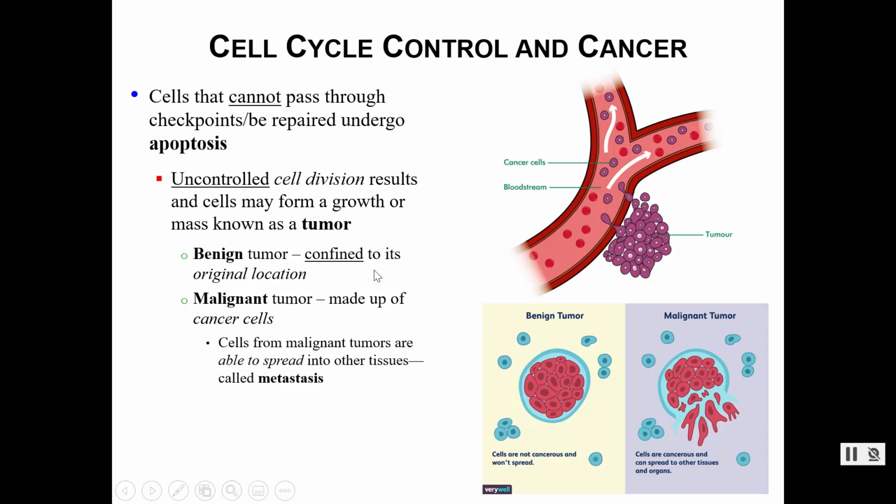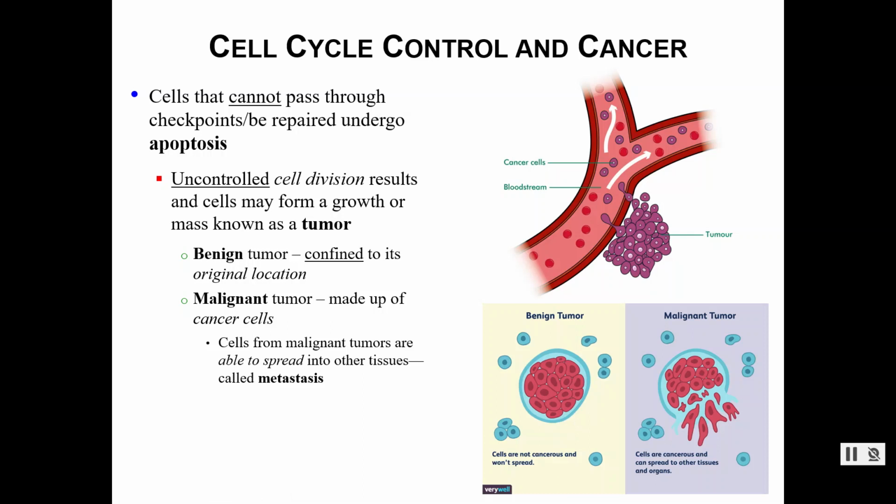Now, you've heard of tumors. You can have a benign or malignant tumor. If it is a benign tumor, it is encased. It is encased and it's not going anywhere. It's confined to its original location. These can easily be removed through surgery, things like that. We can just cut that out.